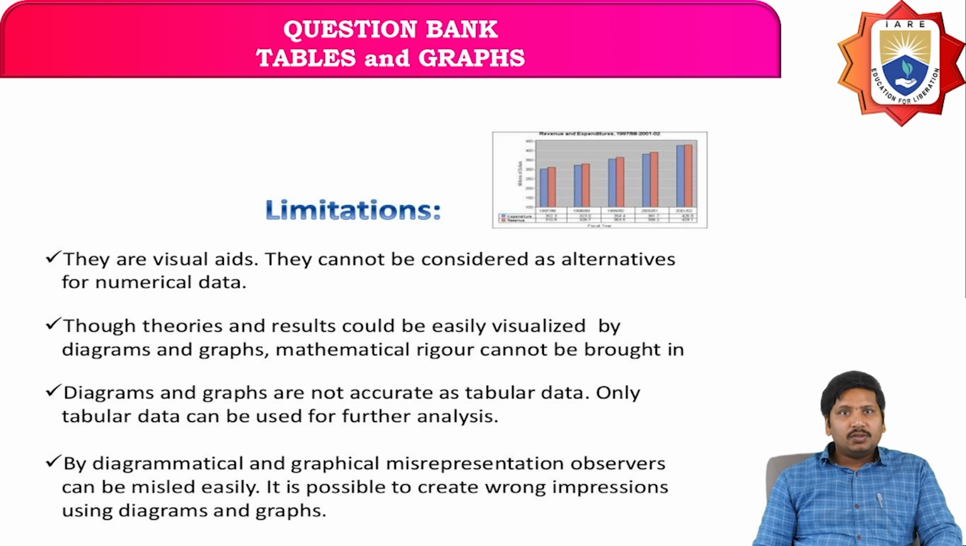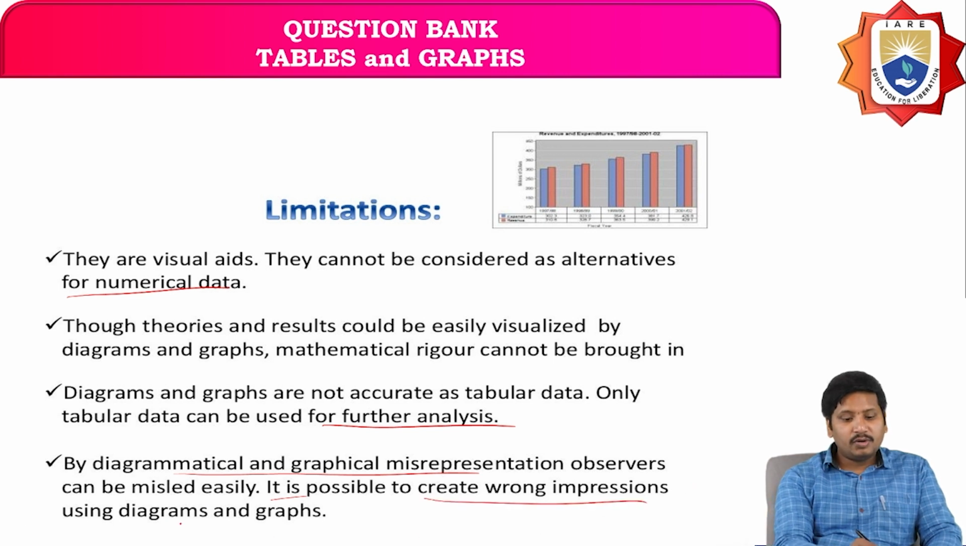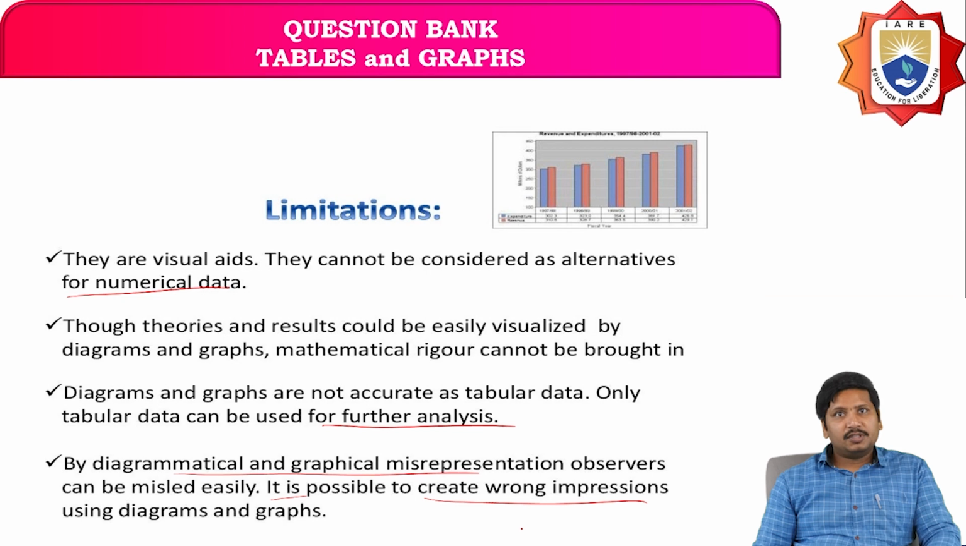So the limitations: they are visual aids, and they cannot be considered as an alternative for numerical data. Though these theories and results could be easily visualized by the diagrams, which cannot be brought in. Okay, and the diagrams and graphs are not as accurate as the table data, so only the table data can be used for further analysis. Diagrammatic and graphical misrepresentation of observations may easily lead to misleading information. So it is possible to create wrong information using diagrams and graphs.